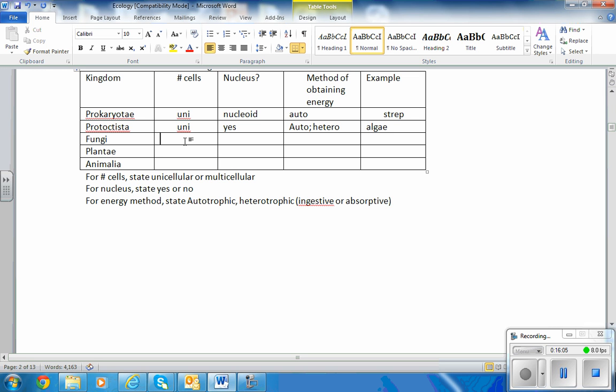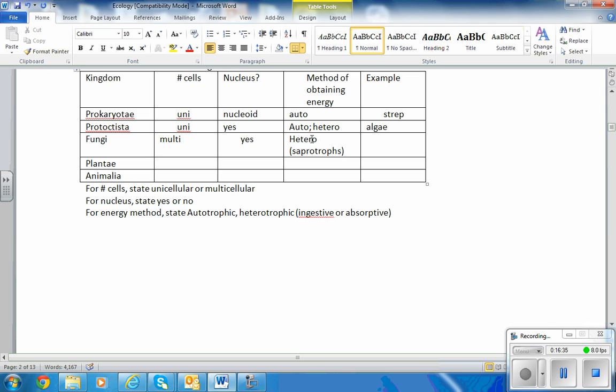All right, fungi, are they unicellular? Okay. Multi. All right, and then do they have a nucleus? Yes. Are they autotrophs, heterotrophs? They don't make their own food. They do. They're decomposers. They're saprotrophs. So specifically, they're heterotrophs, but if you want to get really specific with it, they're saprotrophs, also known as detritivores, which means that they eat dead stuff. Okay? And remember that they secrete their digestive enzymes out, and then they absorb the nutrients. Okay? An example would be like a mushroom.